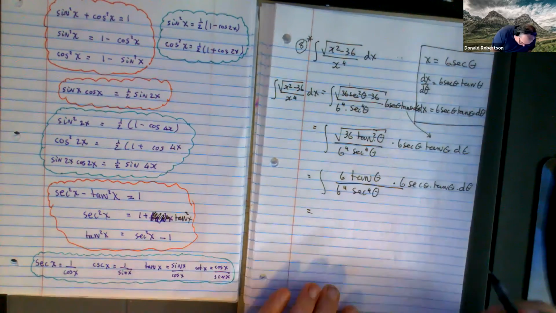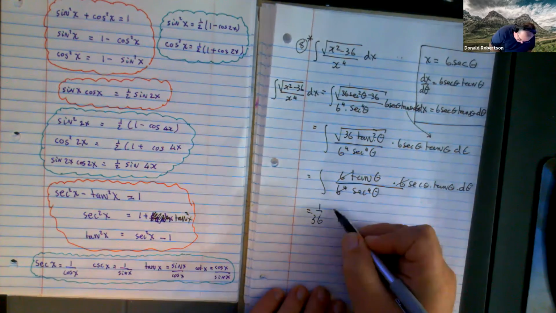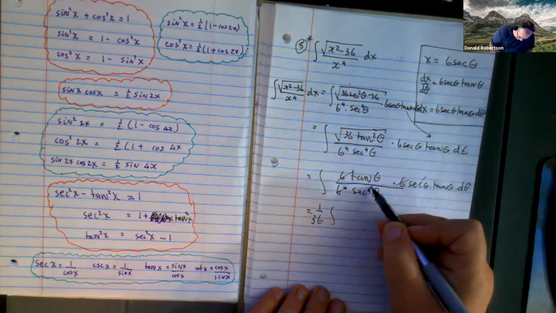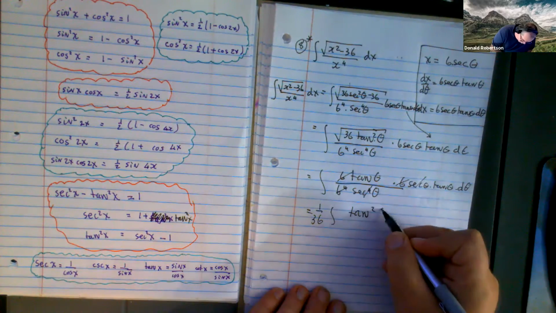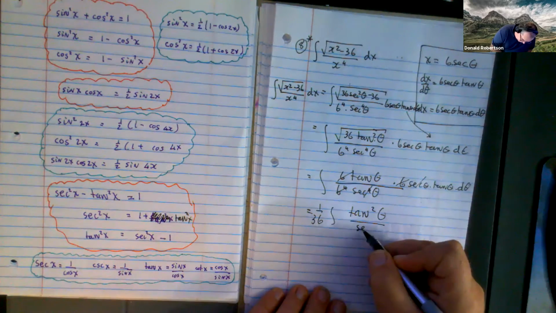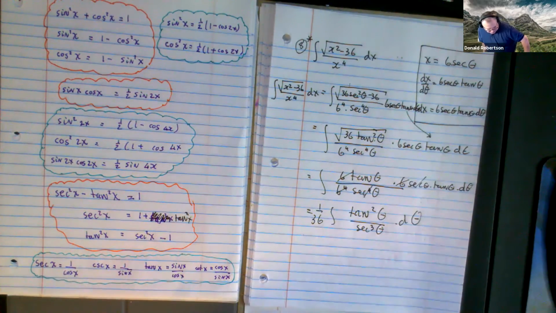What can we do? That and that cancel out 2 of them, so that leaves me with 1 over 36. That secant partially cancels that guy out, and so I'm left with tan squared on the top, and it looks like a secant cubed on the bottom, d theta. Okay, am I good? Any obvious mistakes? I'm not saying I've got one, but tell me if you see one. Look good? Let's proceed then.